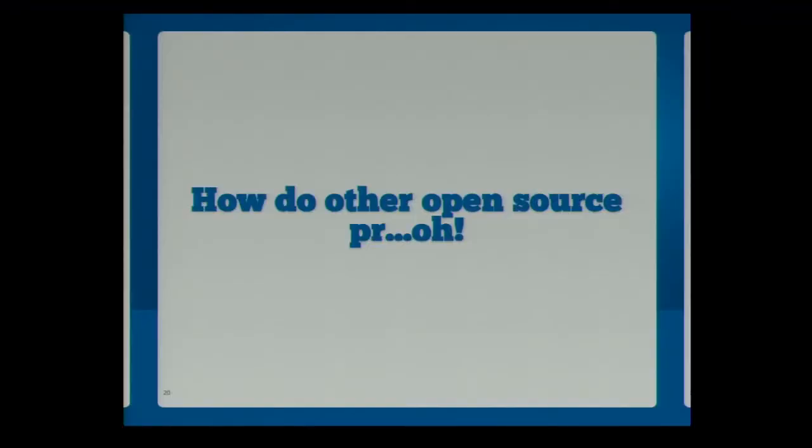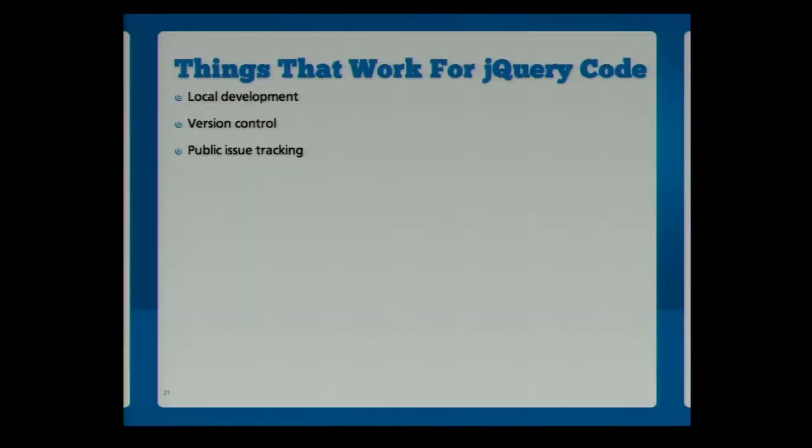we're like, okay, how do other open source, wait, we're an open source project. So what are the things that make it nice to work on jQuery? The fact that you can develop locally, you have your own sandbox, do whatever you need to do, that you have real version control, Git, and so on and so forth, and public issue tracking so that progress is visible, someone comes along with a problem, they actually can report it somewhere.